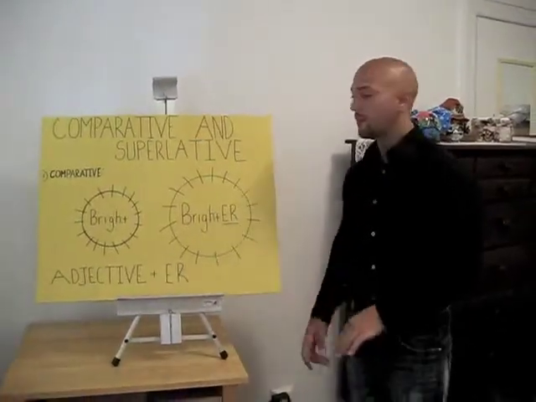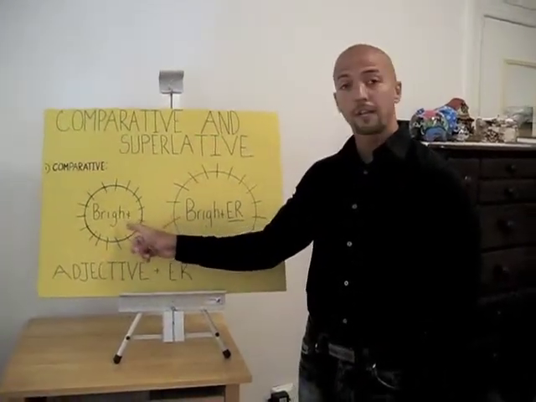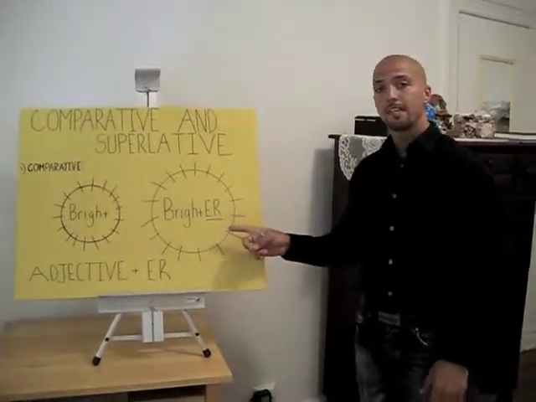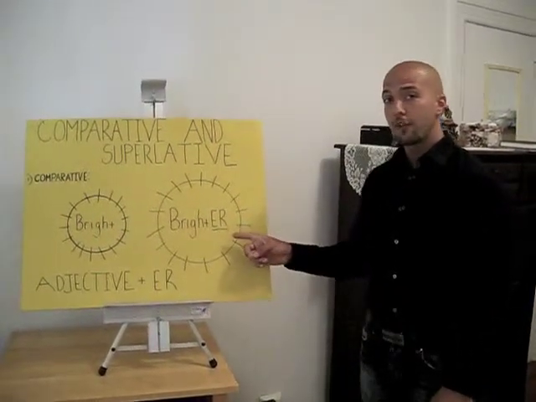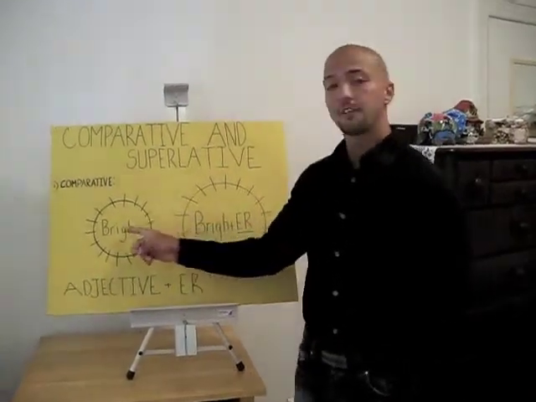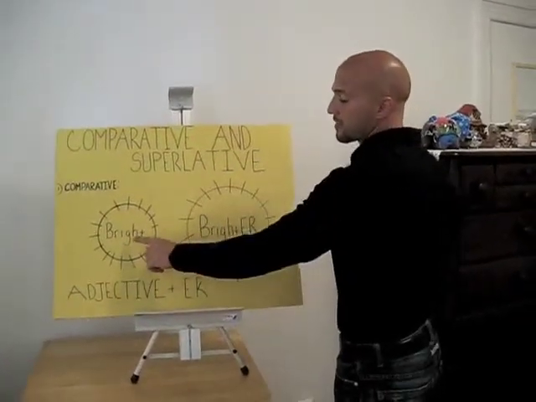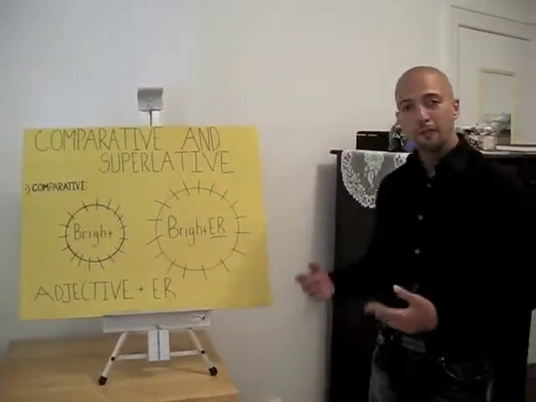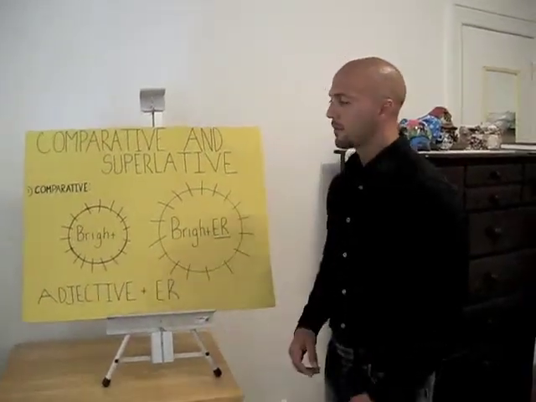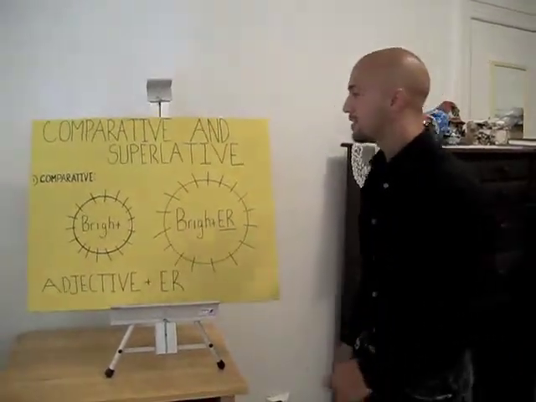I'll give you an example of the comparative. This is a bright sun. The adjective is bright. Can you say bright? Bright. But this sun is brighter. Can you say brighter? Brighter. So this sun is brighter than this sun. And to express that, we add ER to the adjective bright. So to form the comparative form, we take the adjective and add ER. That expresses the difference of degree between the adjectives.